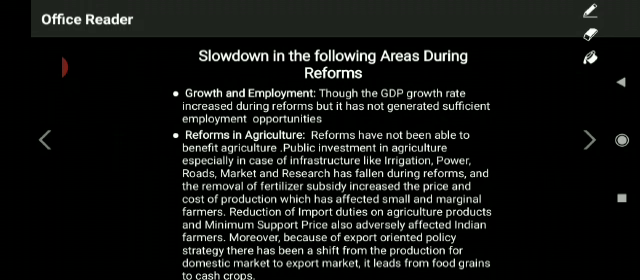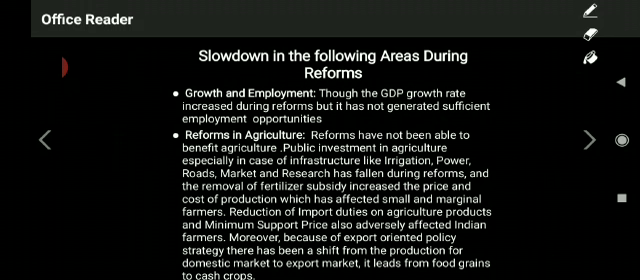Now coming to the problem of agriculture. If you look at the reforms in agriculture, reforms have not been able to benefit agriculture, first of all. Economic reforms of the country have not addressed the development of agriculture. But India is a well-known country in agriculture, and the maximum percentage of the people of the economy are dependent upon agriculture. But there was no scope for agriculture development during the reforms period.